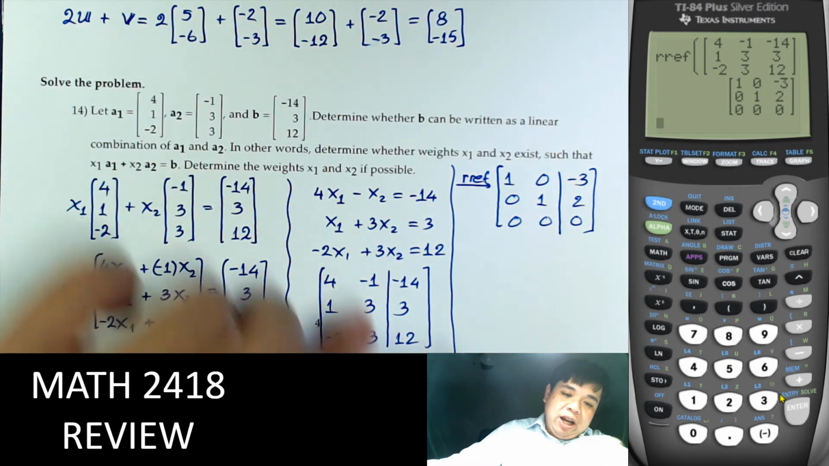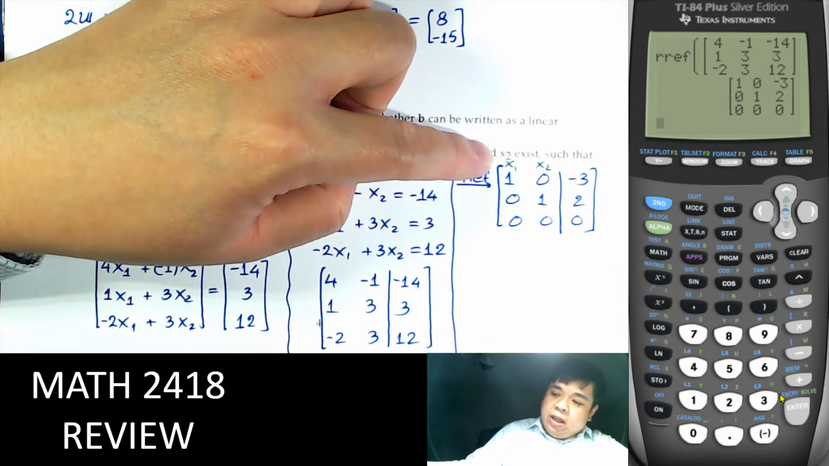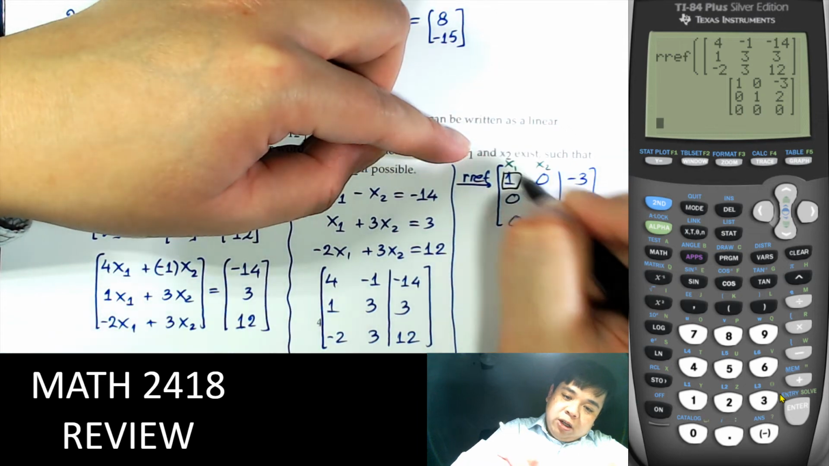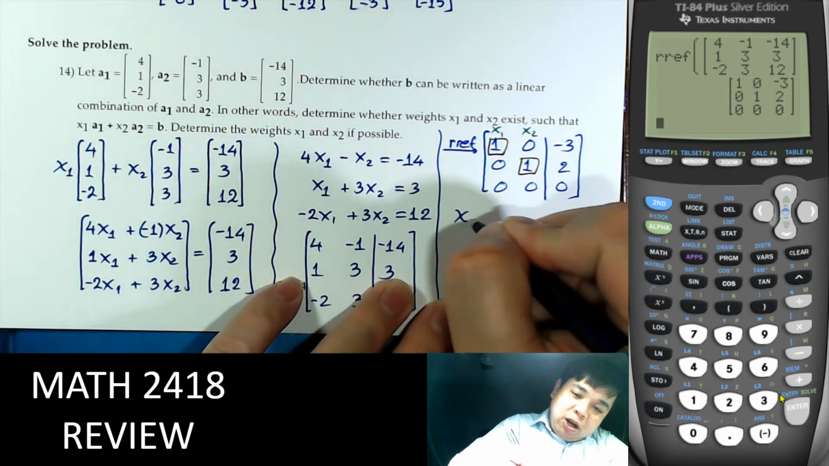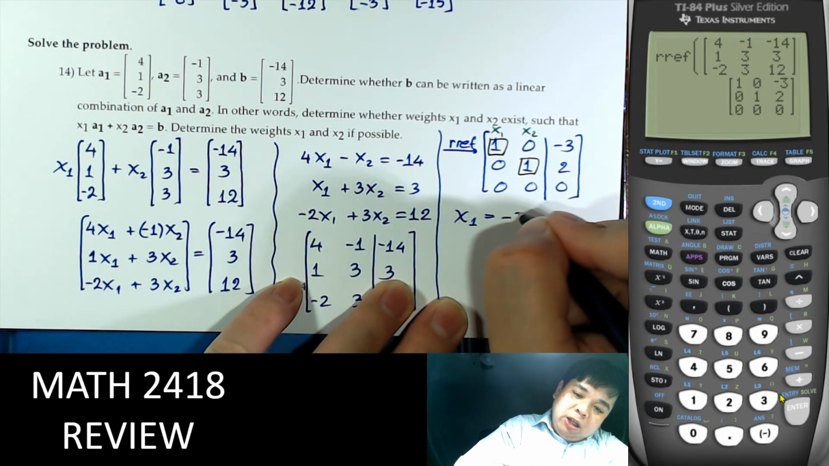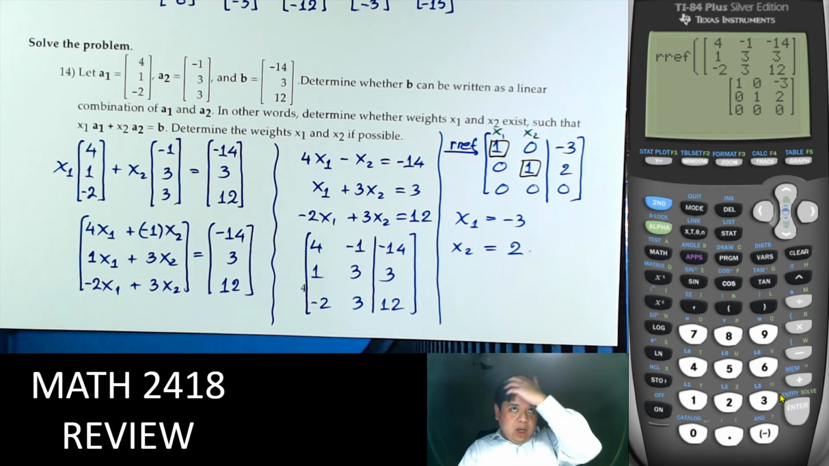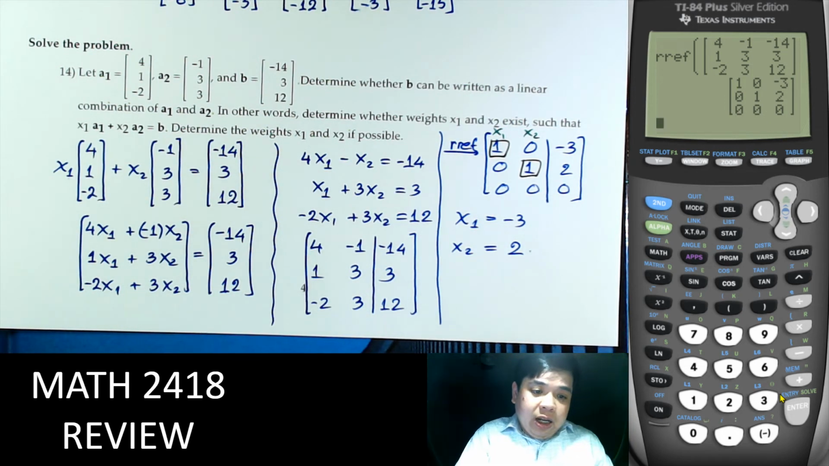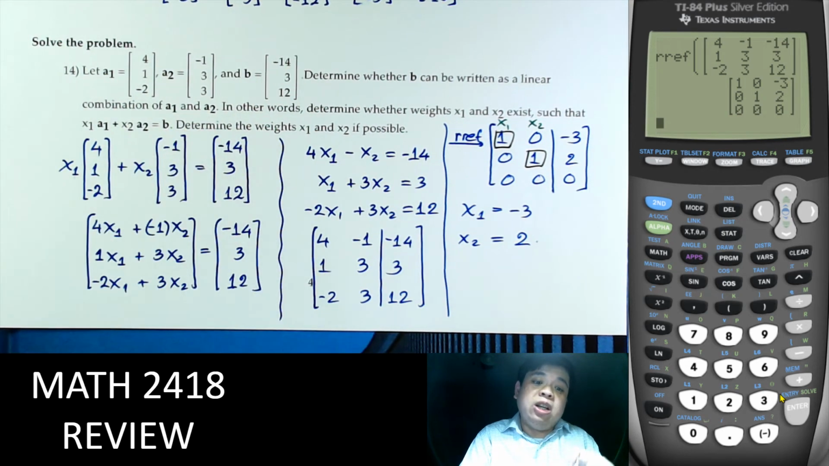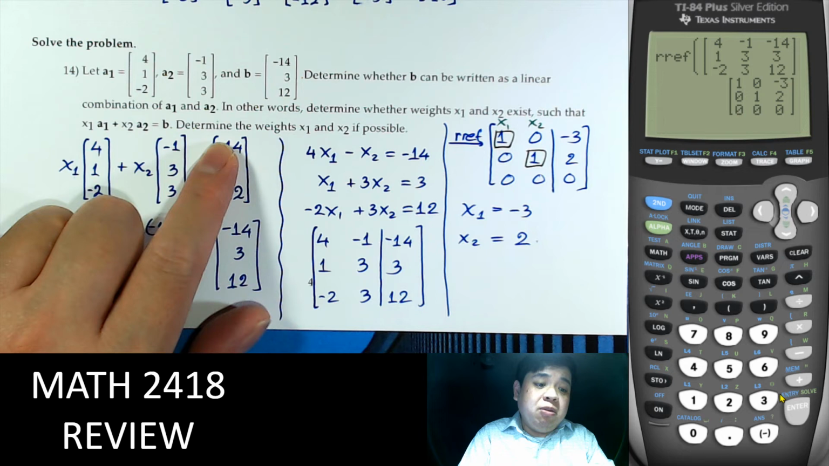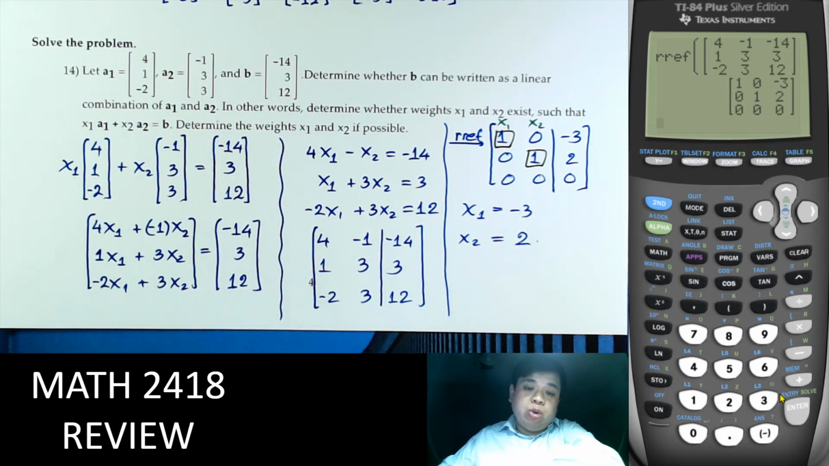So once again, we have this column for x1, this column for x2, and we do have the pivot for x1, the pivot for x2. So both of them are basic, and we have x1 is equal to -3 and x2 is equal to 2. It is the unique solution. So the answer to whether B can be written as a linear combination of A1 and A2 is yes. And if it is the case, determine the weights. So the weight x1 is -3 and x2 is equal to 2.